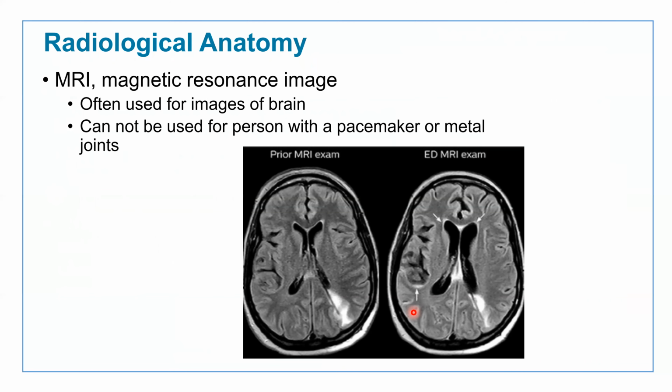Another branch of radiological anatomy is MRI. MRI does not use X-ray. It uses magnetic resonance imaging. So it uses a very hard magnet, and MRI is often used for brain images. However, because MRI uses a very strong magnetic field, it cannot be used on a person with a pacemaker or any metal joint or any metal part in his or her body.